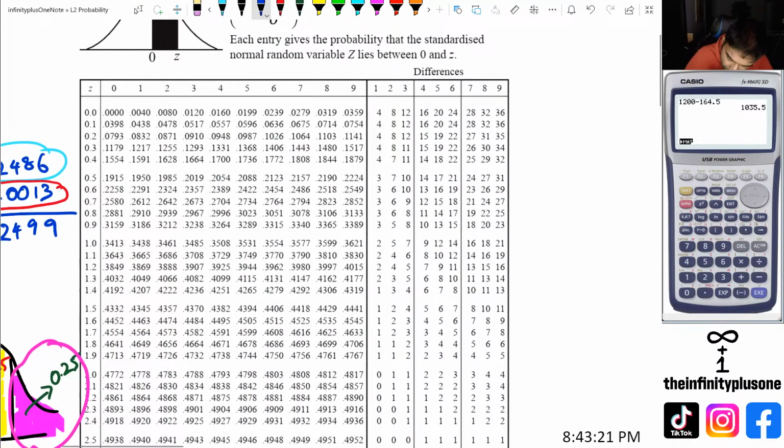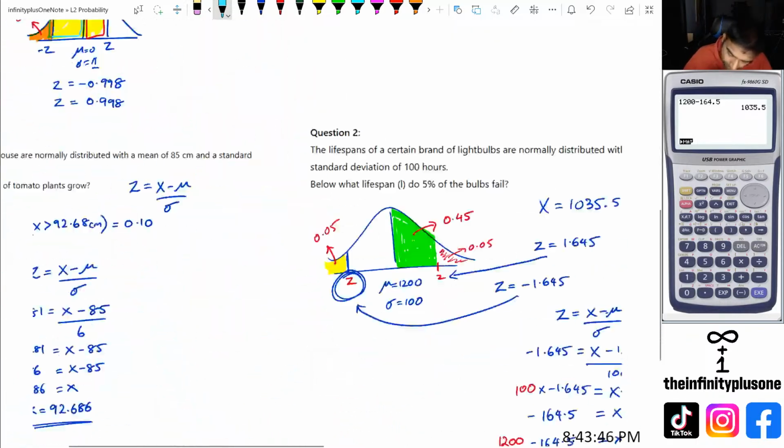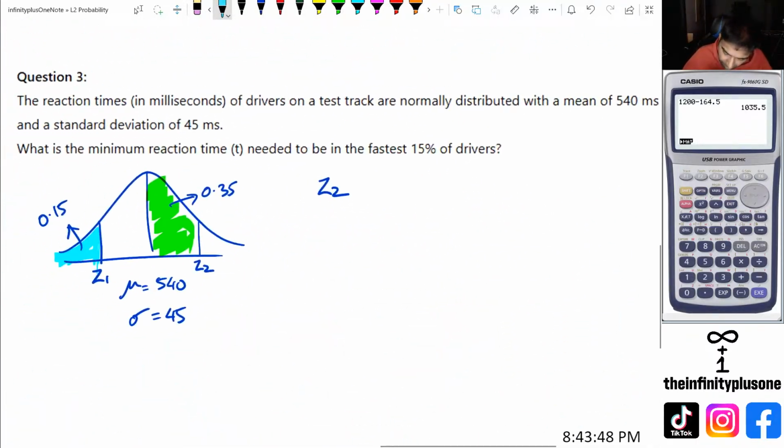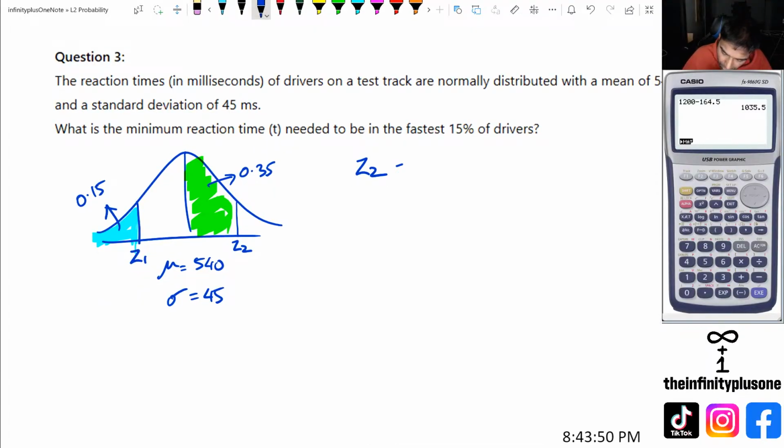All right, let's go find 0.35. I've got 3485 and 14. So I'm looking at 1.036. Because that gives me closest, it gets me to 0.3499. That's close to 0.35. So 1.036 is the value I'm looking at. Okay, so Z2 is 1.036.